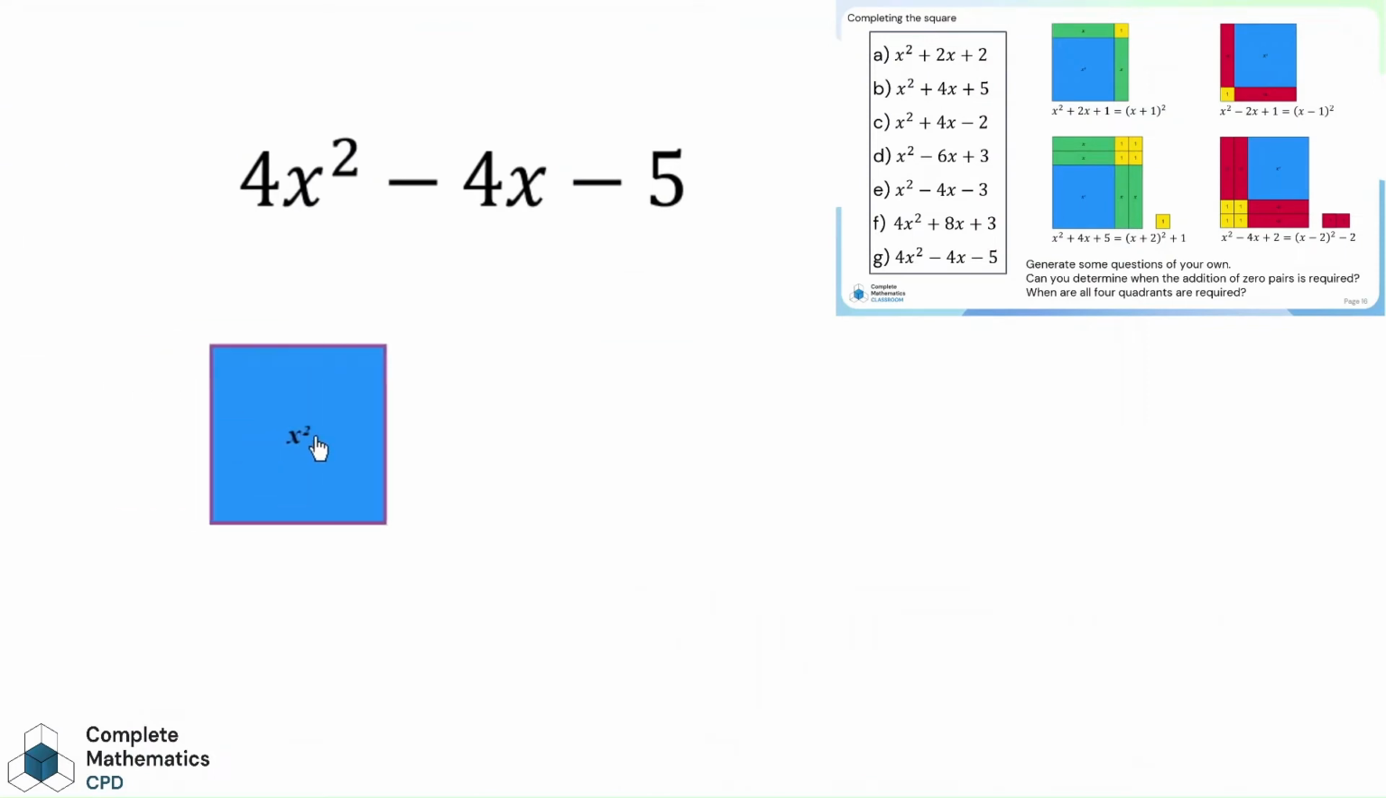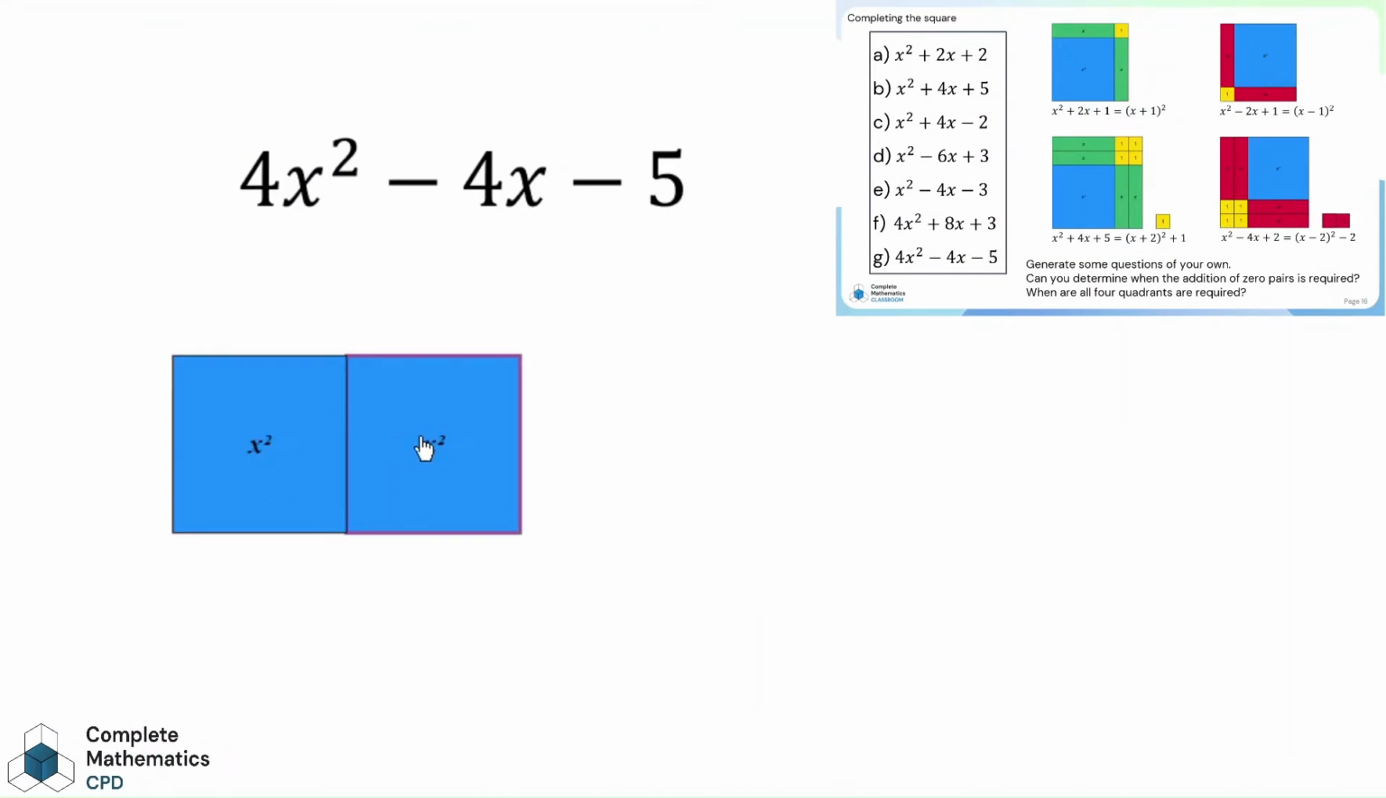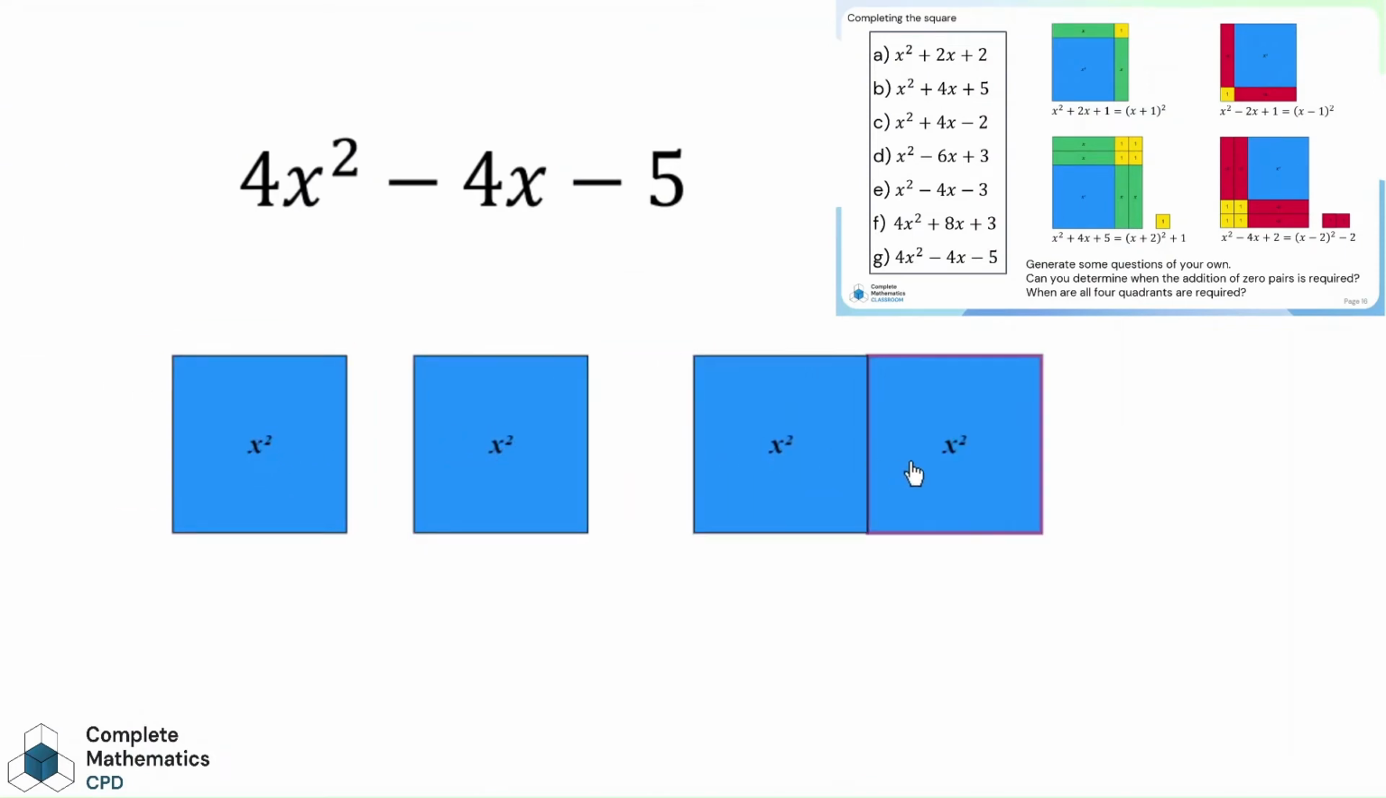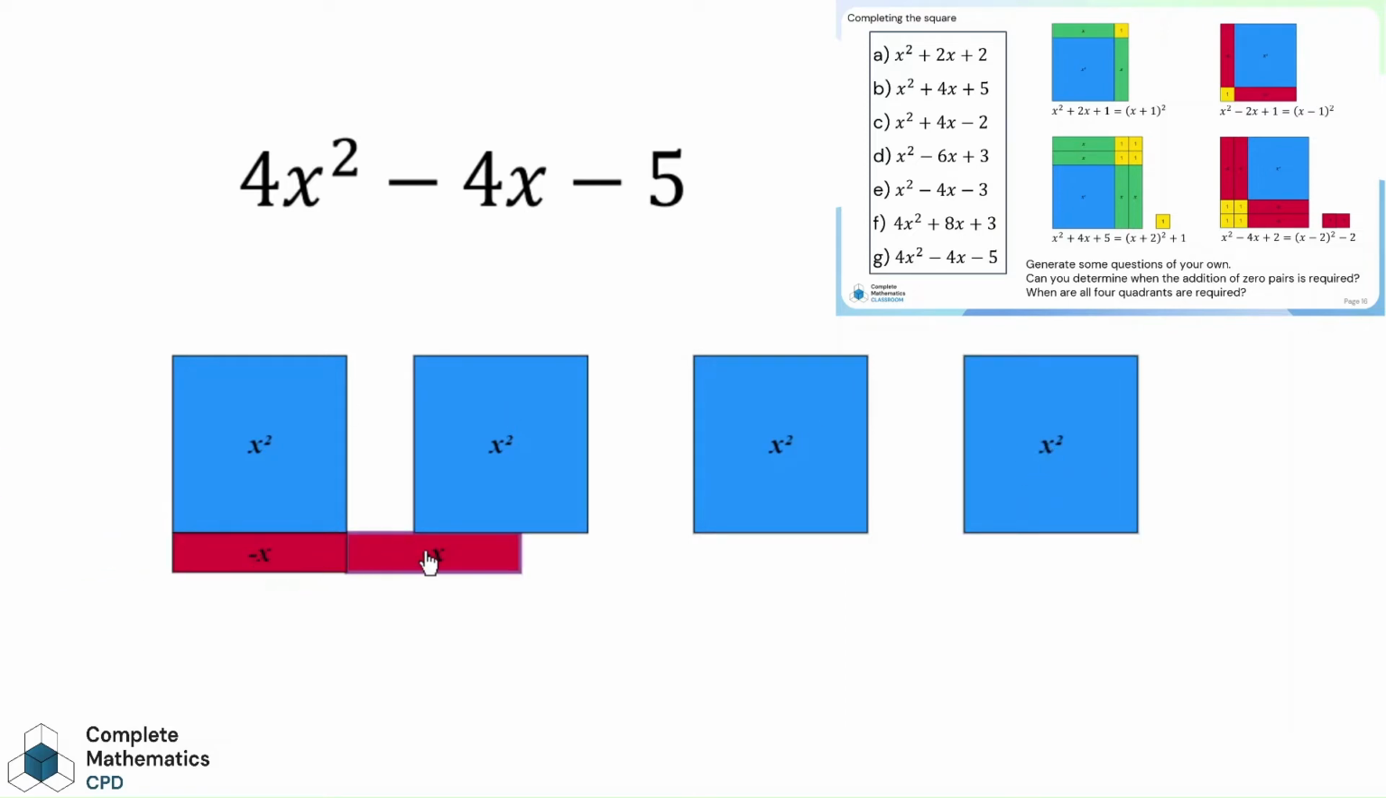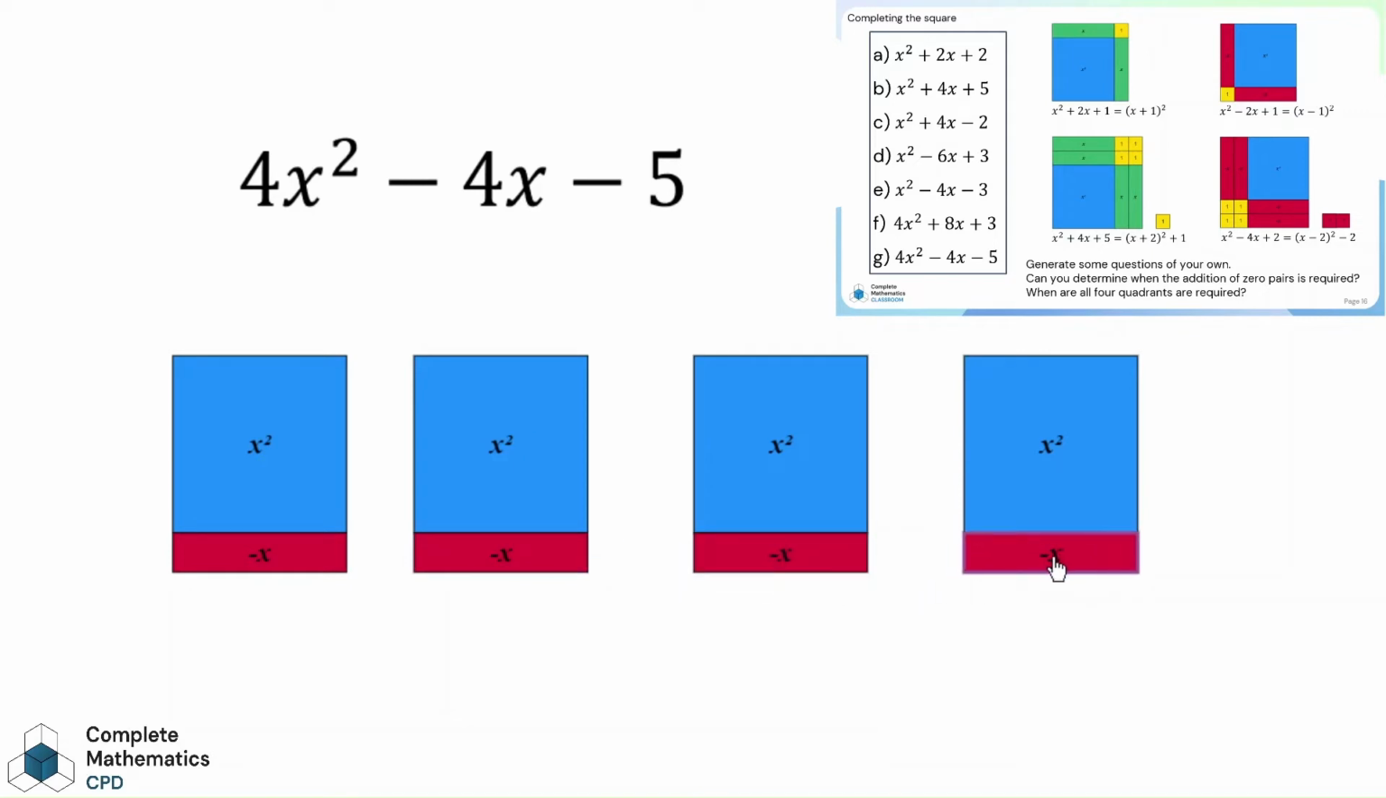Okay, so let's build this expression using algebra tiles then. So we've got 4x squared, and we've got negative 4x. I'm going to place those directly underneath the x squared tiles. And then we've also got 5 negative unit tiles as well. So there's our expression, 4x squared minus 4x minus 5.